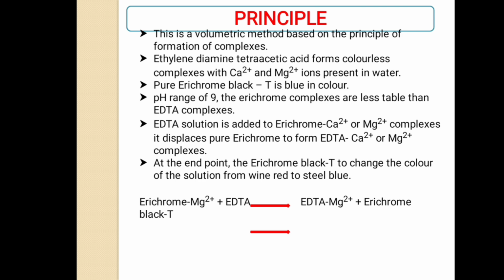Eriochrome Black T magnesium 2+ complex plus EDTA gives EDTA magnesium 2+ complex plus Eriochrome Black T, and Eriochrome calcium 2+ complex when reacted with EDTA forms EDTA calcium 2+ complex and Eriochrome Black T.